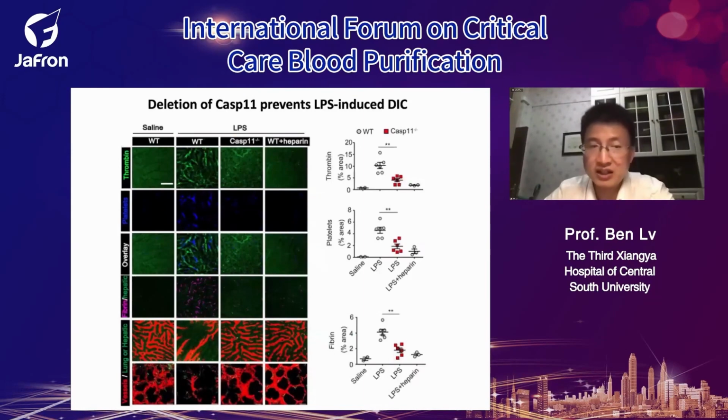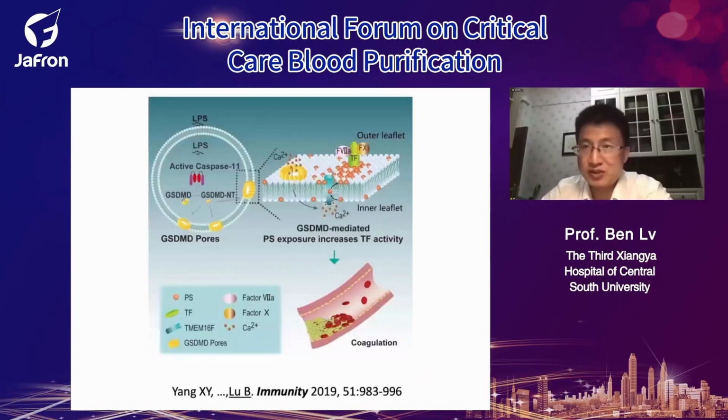If there's a DIC, there's fibrin deposition in the vessels. You can see that the blood circulation is blocked. You can see the caspase-11 knockouts: if you give the same dose of LPS, the mice don't have a DIC. We spent a lot of time finishing many in vitro experiments to prove the hypothesis. As I mentioned, the tissue effect is very important, coagulation and the DIC.